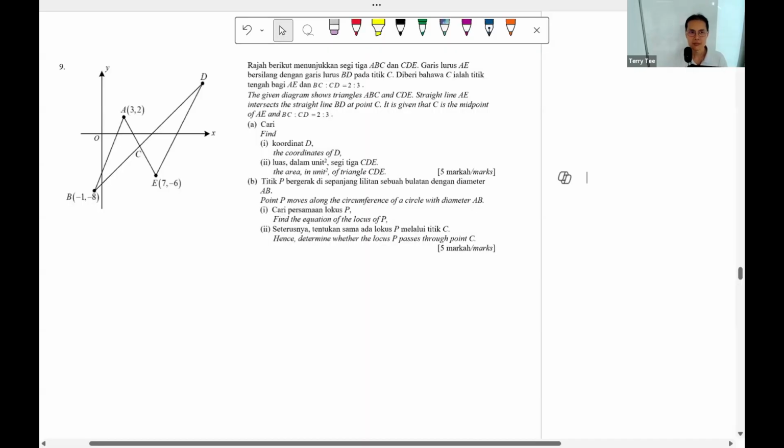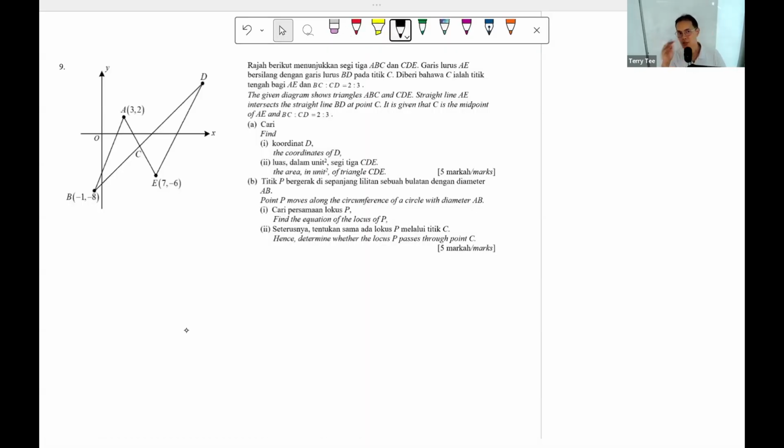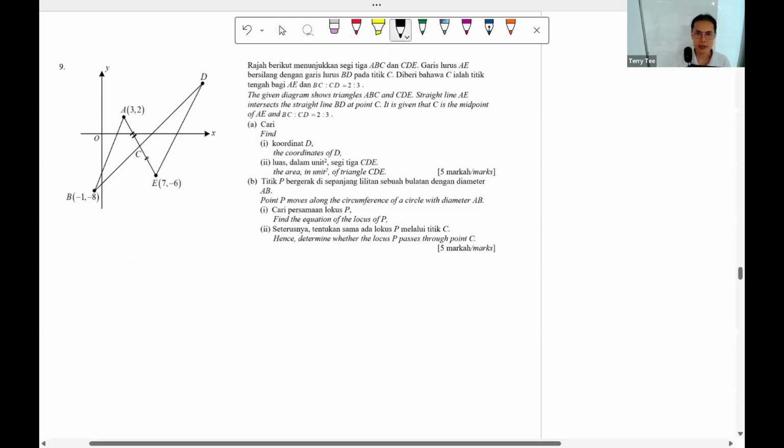Okay. Question number 9, this is Form 4, Chapter 7, Coordinate Geometry. The diagram shows triangle A, B, C, and CDE. Straight line AE intersects line BD at point C. C is a midpoint. BC to CD is 2 to 3. This is 2, this is 3. So find the coordinate of point D.